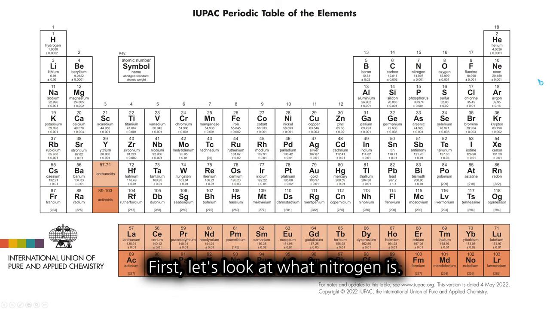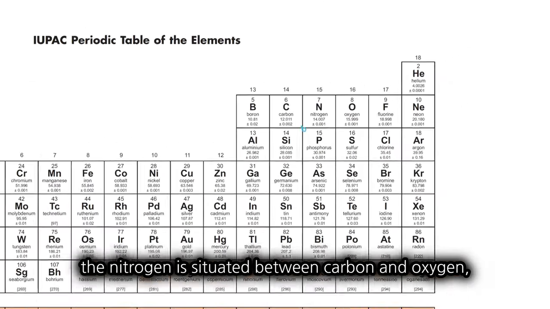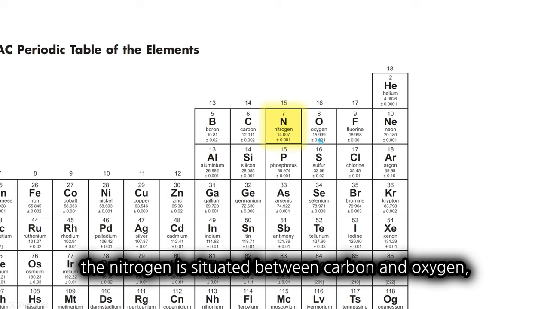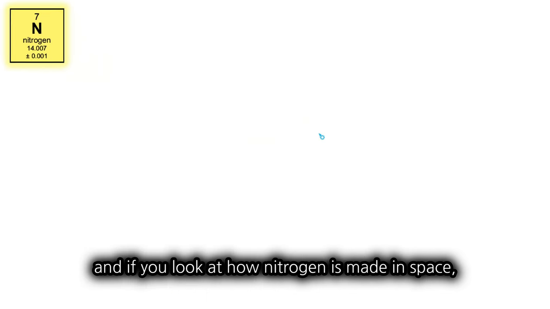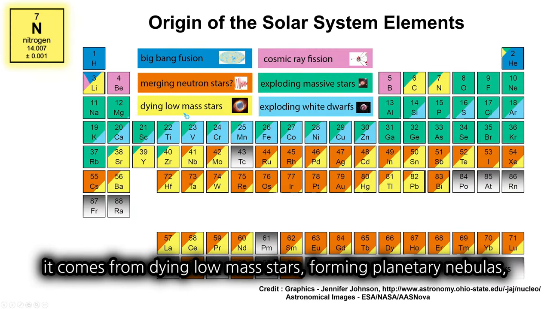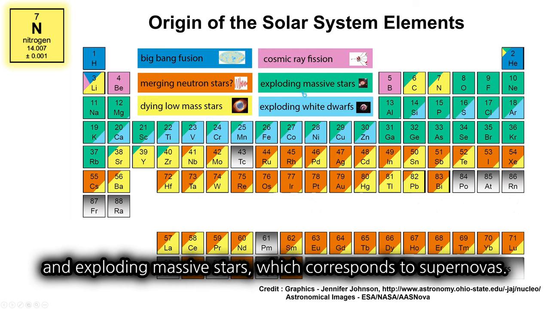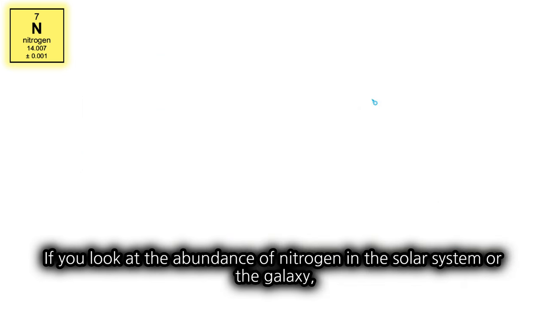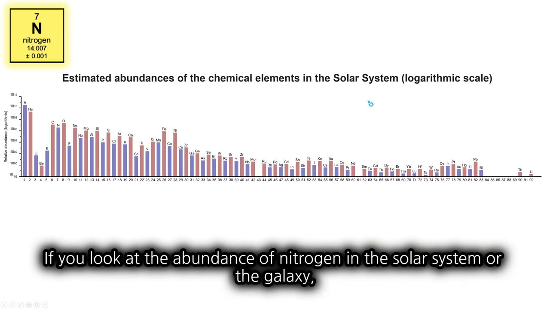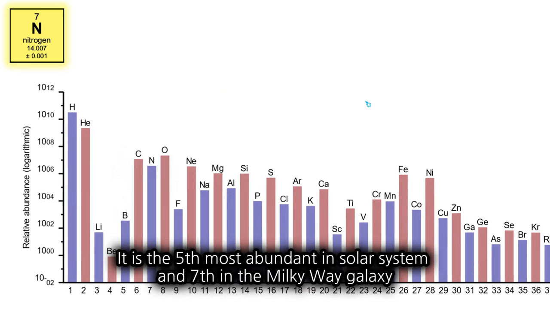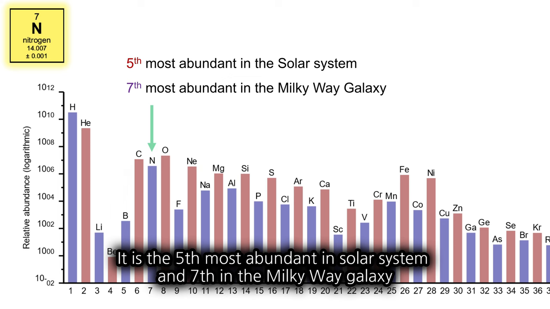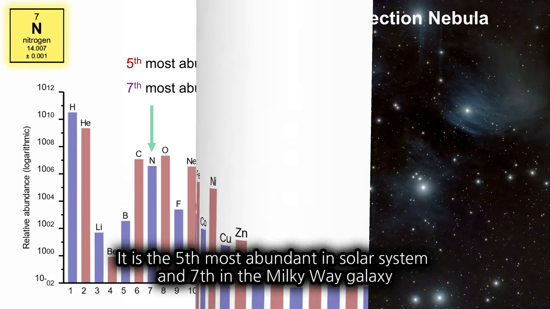First, let's look at what nitrogen is. On the periodic table here, you can see that nitrogen is situated between carbon and oxygen. And if you look at how nitrogen is made in space, it comes from dying low-mass stars forming planetary nebulas and exploding massive stars, which corresponds to the supernova. If you look at the abundance of nitrogen in the solar system or galaxy, it is quite high on the chart. It is the fifth most abundant in the solar system and seventh in the Milky Way galaxy.